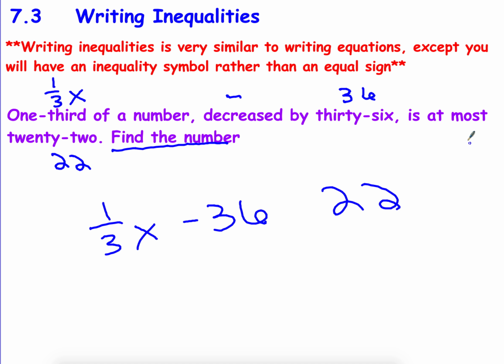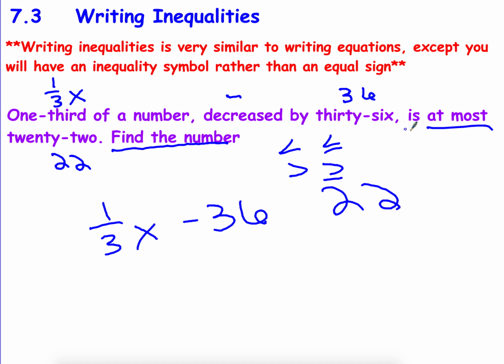So we got to ask ourselves, what does at most mean? Does that mean it's going to be greater than 22? That means that this number over here is going to be bigger than 22? Does that mean that this value over here is going to be smaller than 22? Or does that mean that it also could be equal to 22? So we got to ask ourselves, is it going to be less than or equal to, or greater than or equal to?